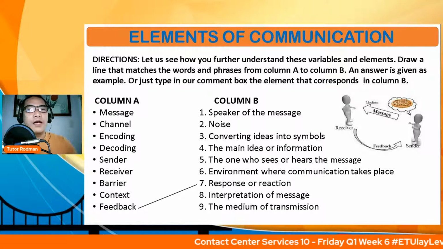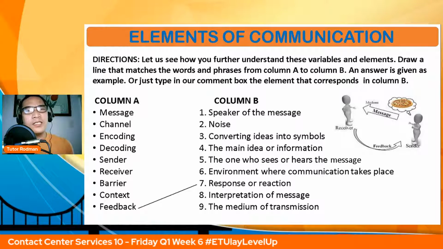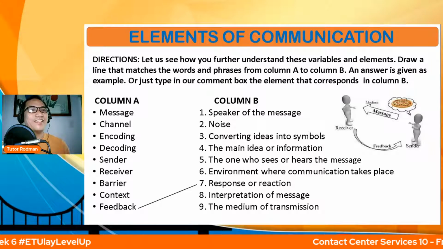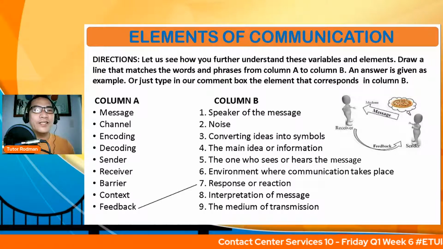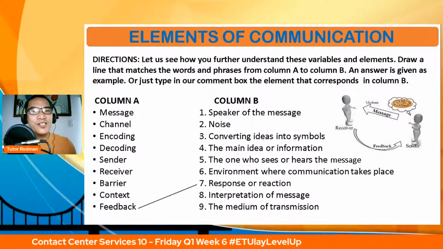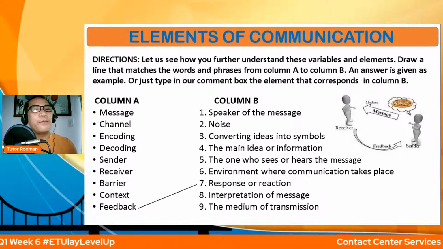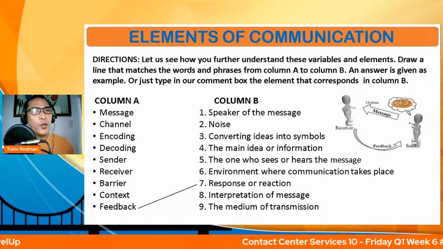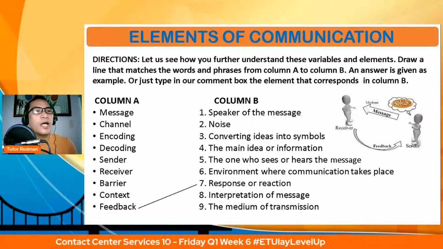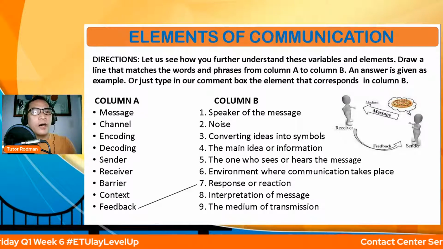Next we have number 6 element, what we call decoding. Decoding is the job of the receiver. It is the process of converting the symbols encoded by the sender. Then after decoding, the message is received by the receiver. In the decoding process, the receiver decodes the actual subject matter that the sender wants the receiver to know or have knowledge about.